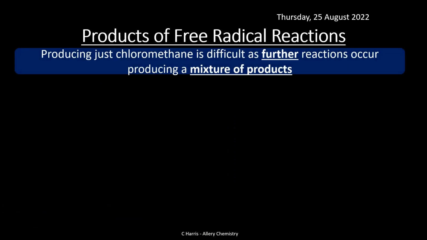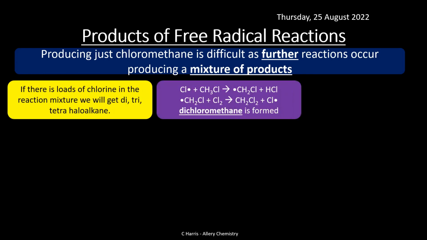Okay, so this kind of leads us on nicely to the products of free radical reactions. As you just described there, it's really difficult to just produce chloromethane, as you constantly get further reactions and you get a mixture of different products. So if there's loads of chlorine in the reaction mixture, then what you'll get is multiple chlorination or multiple halogenation of the actual alkane. So you'll get di, tri, and tetra haloalkanes or halogenoalkanes.